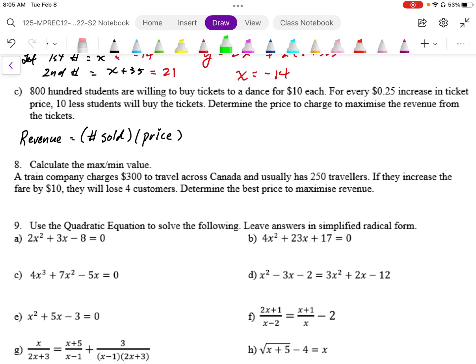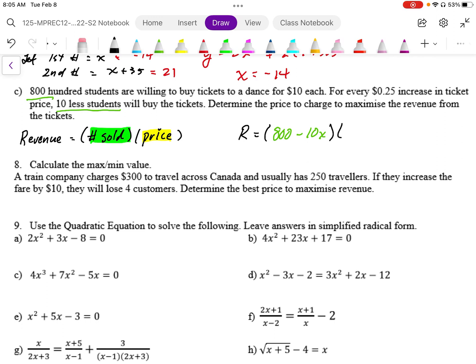Okay, so in this example, I need to determine an expression for revenue and an expression for price, based on some value of x. So R is equal to... Looking at numbers sold, I start with 800, but it changes. I'm going to have 10 fewer students for each increase. So I'm going to write it like this: 800 students to start, but I'm going to go down by groups of 10.